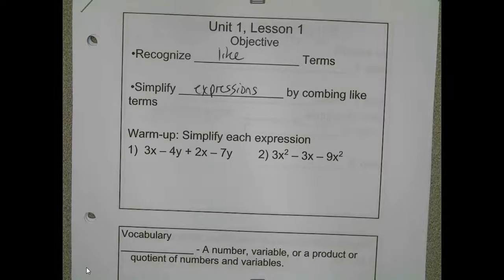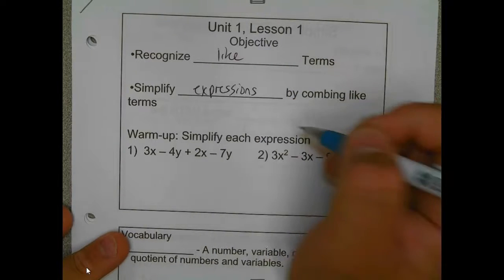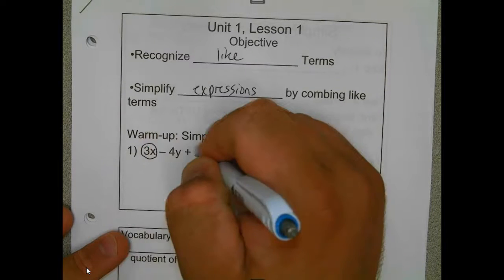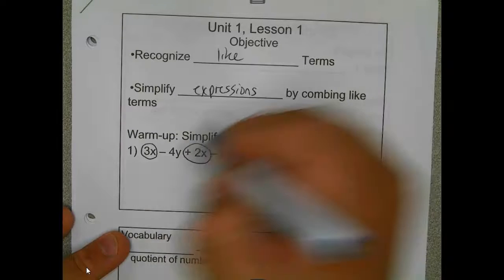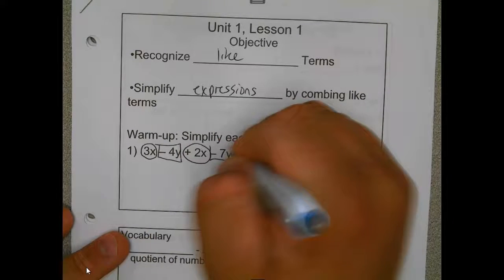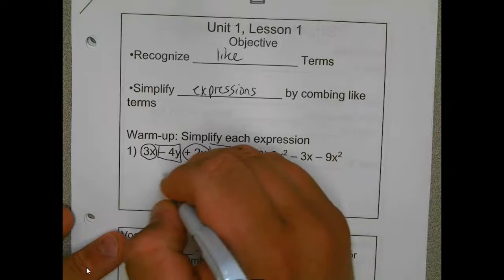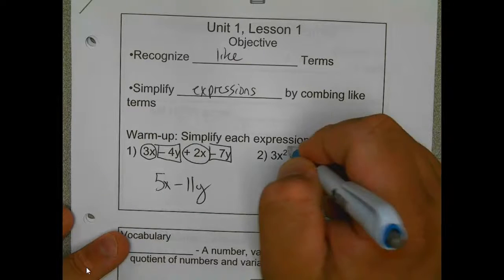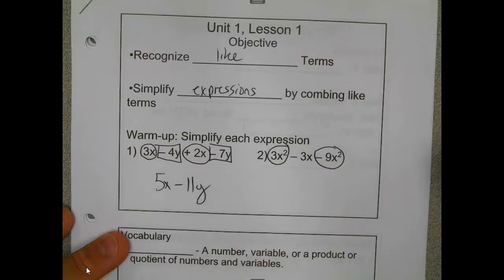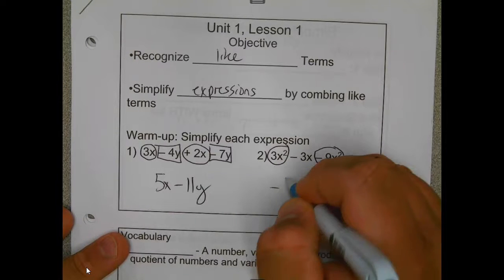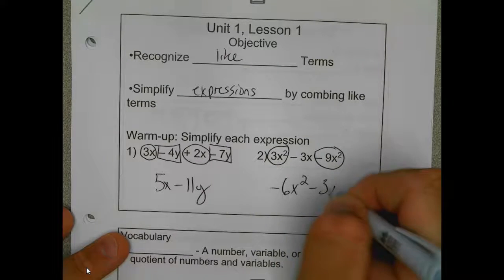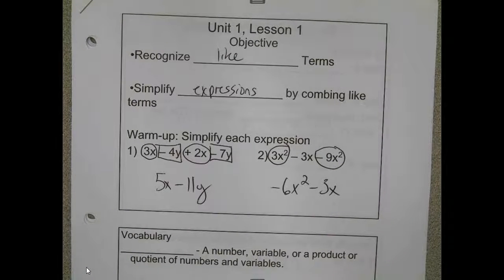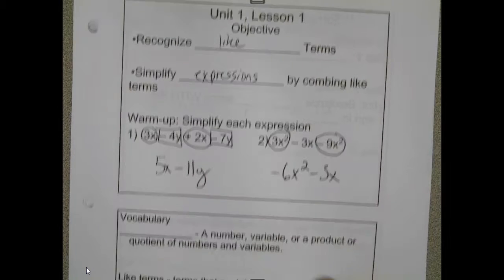Hopefully you have seen something like this before, and you were taught different ways how to do this. But you can only put things together that are the same. And so the answer to this one is 5x minus 11y. And then these two things are the same, and you write expressions in order from greatest power to least. So negative 6x squared minus 3x. Hopefully that's a review. We'll go a little bit further into depth with that when we talk in class.